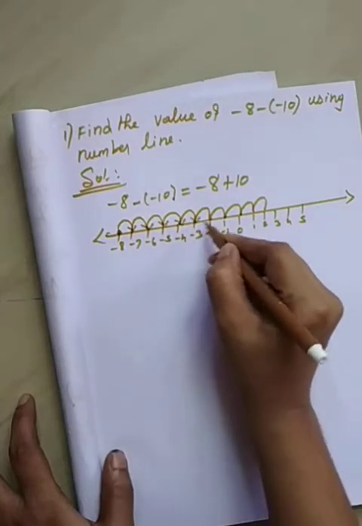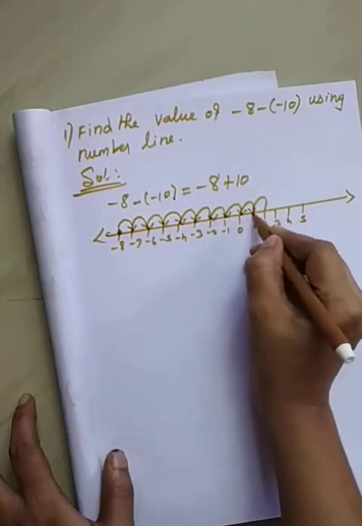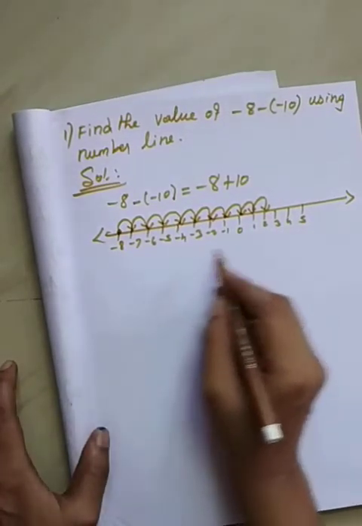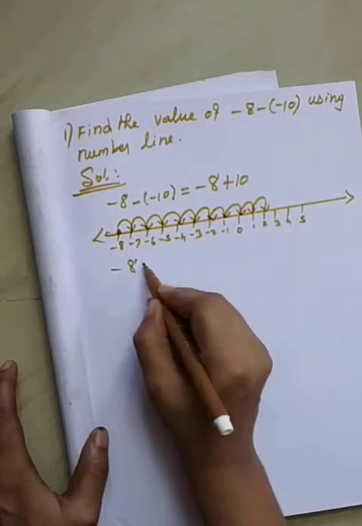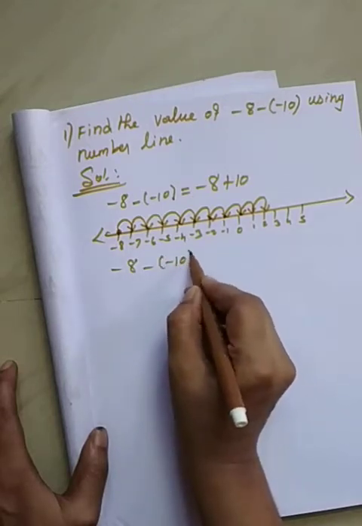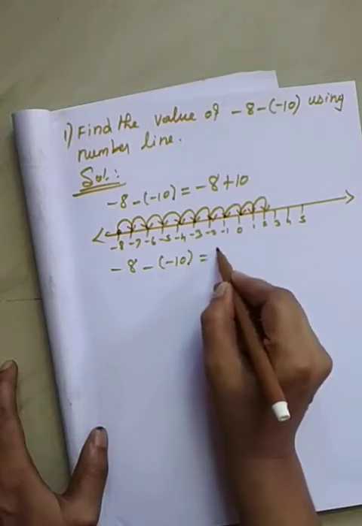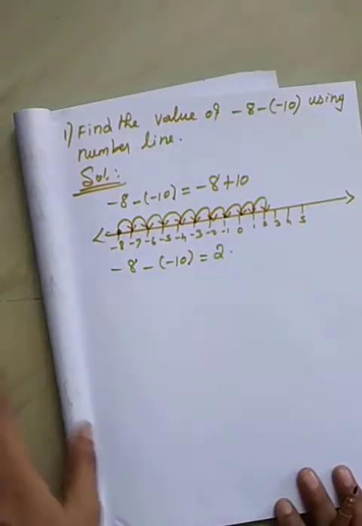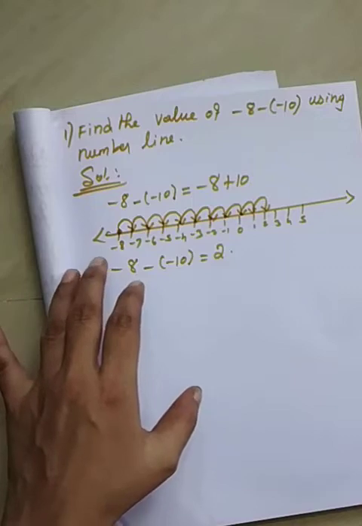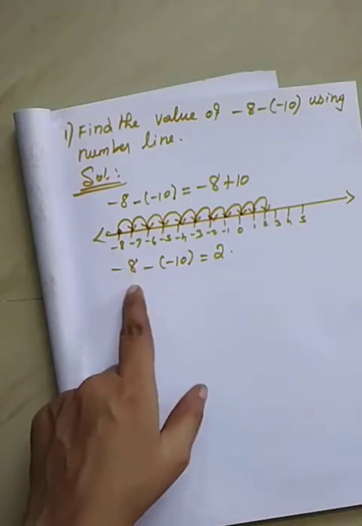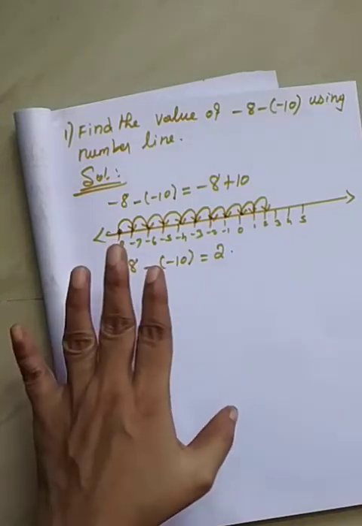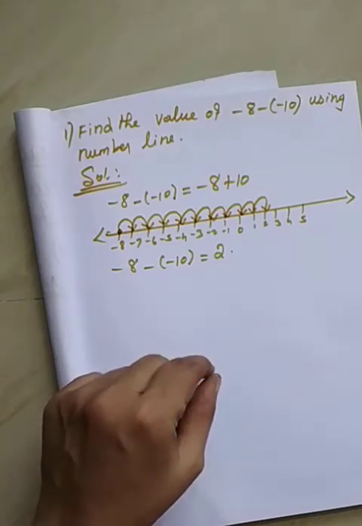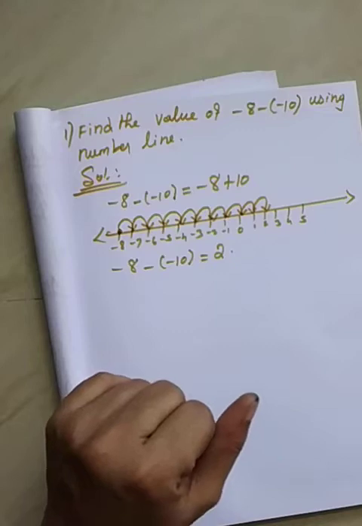Moving to the right side, we reach the point 2. Thus -8 minus of -10 is equal to 2. Everybody clear? Hence, to subtract an integer from another integer, it is enough to add the additive inverse of the integer that is being subtracted to the other integer.